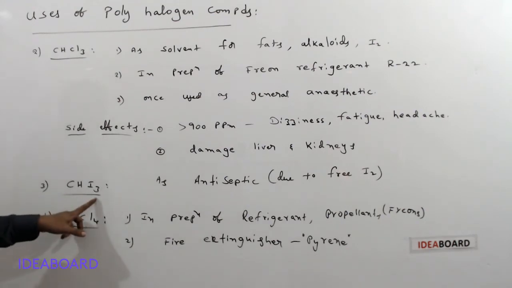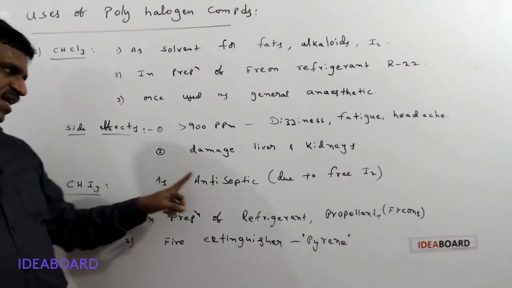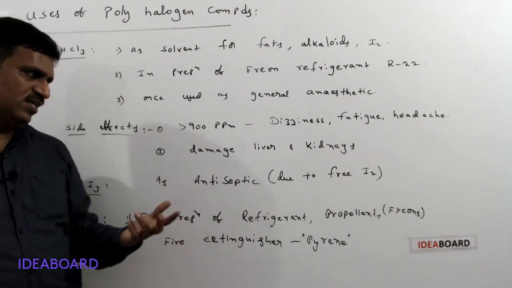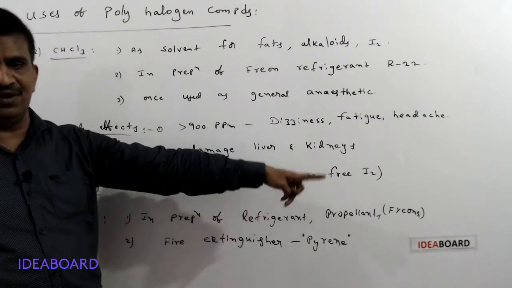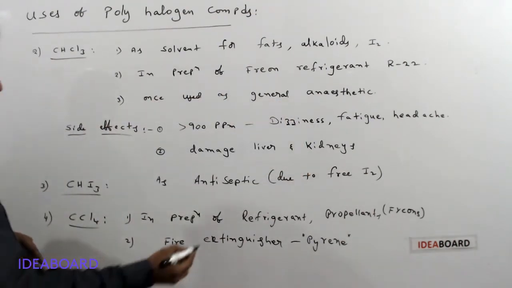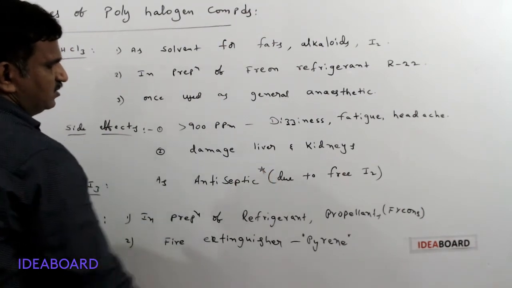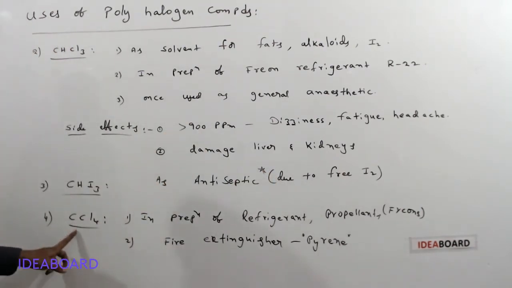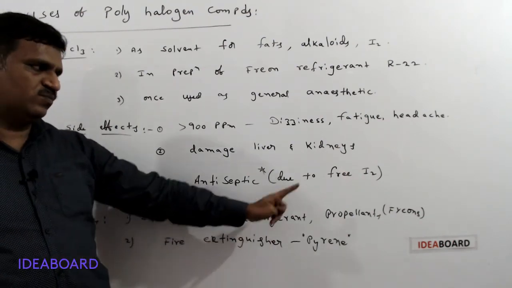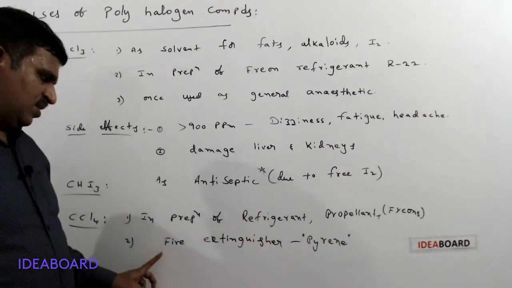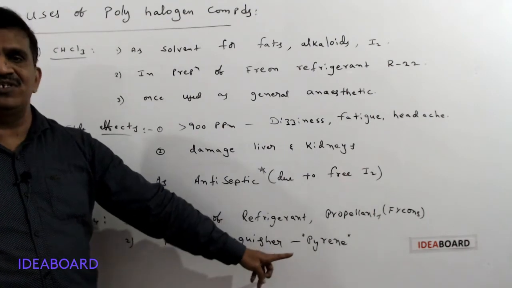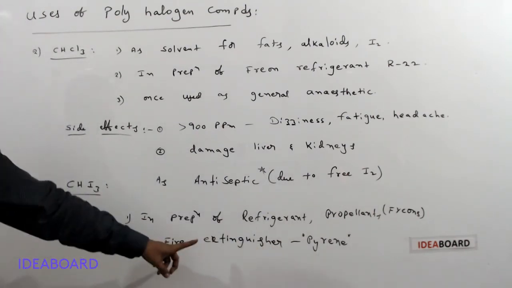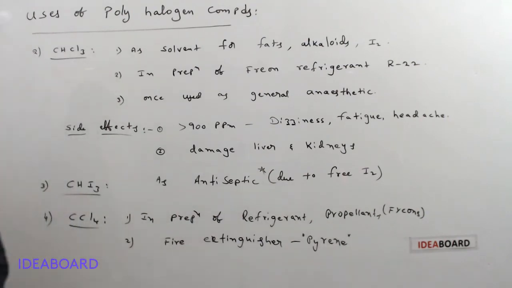And the next one is iodoform, CHI3, which was used as an antiseptic in olden days. And the antiseptic nature of this iodoform is due to free iodine, not because of iodoform. That is the important thing. Please remember. Why is it an antiseptic? Because of free iodine. Next, carbon tetrachloride. This carbon tetrachloride is used in the preparation of refrigerants and propellants like freons, and it is also used as a fire extinguisher under the name of pyrene. Commercially, it is sold as CCl4 for use as a fire extinguisher.